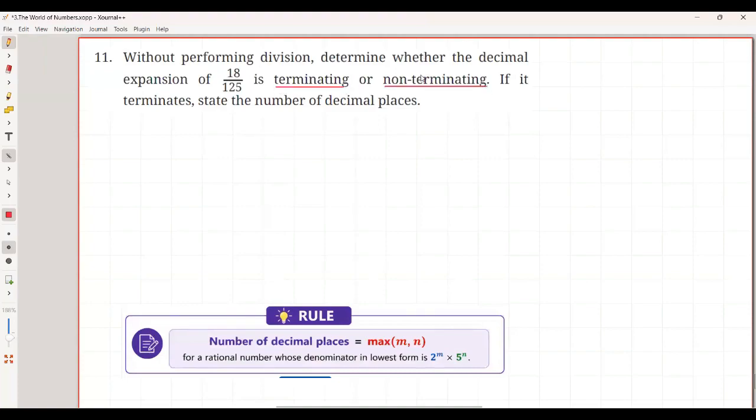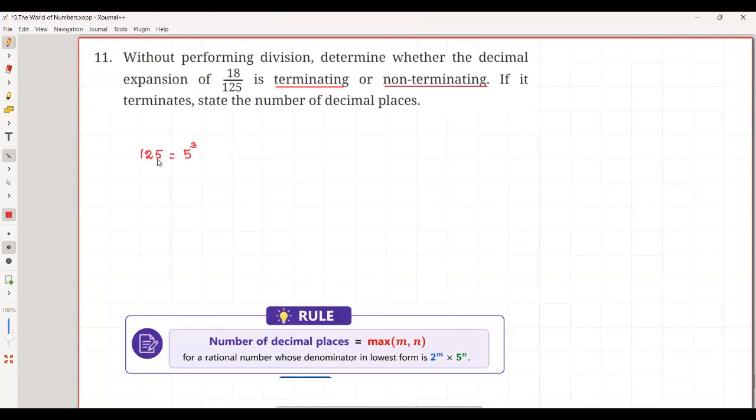We already learned that to find out whether the given rational number is terminating or non-terminating, we have to check the denominator. If the denominator is in the form of 2 power m into 5 power n, we can say that it is terminating. Otherwise, it's non-terminating, repeating. So we are going to check only the denominator. I'm taking the denominator as 125. So 125 can be written as 5 power 3. 5 cube is 125.